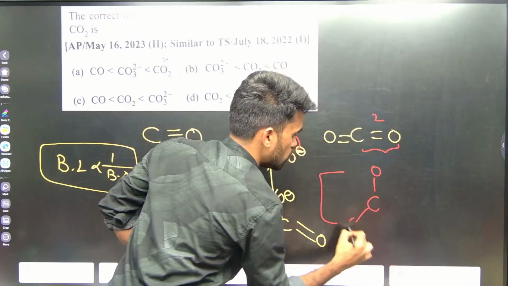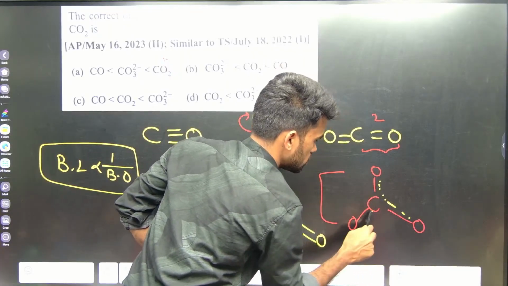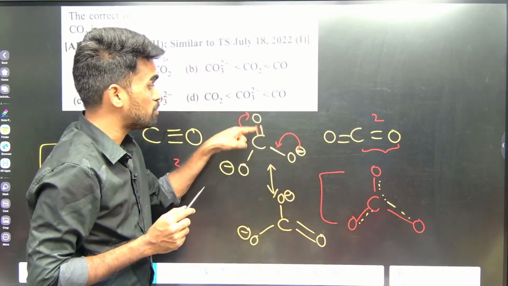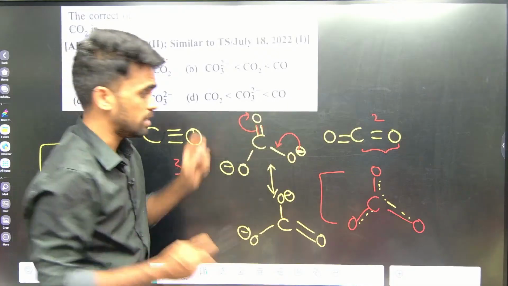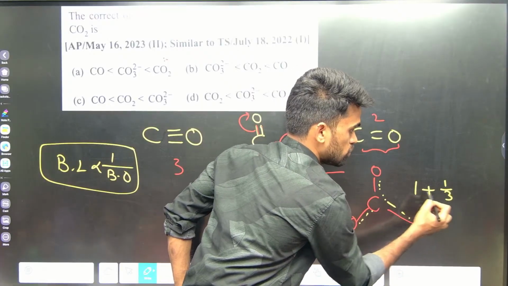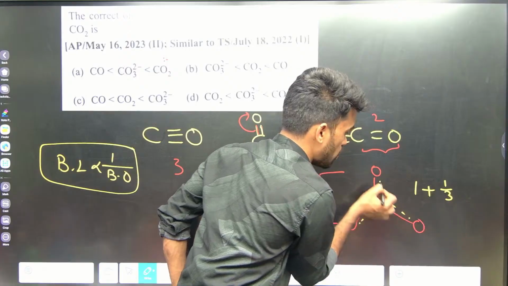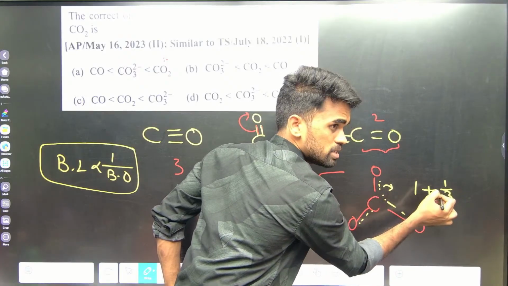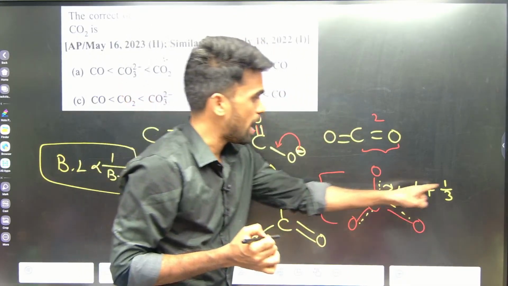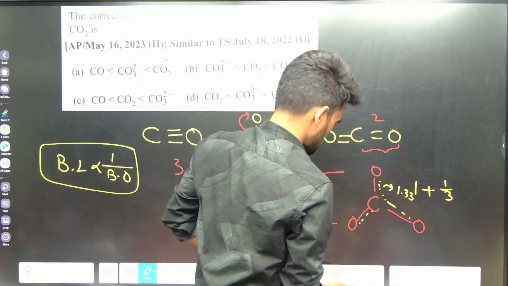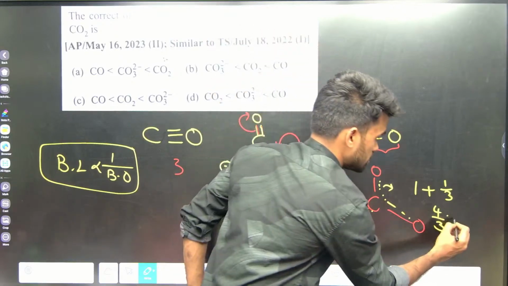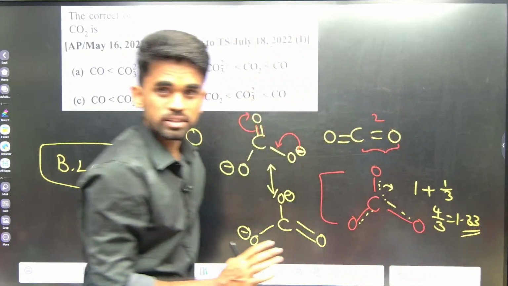C, O, O, O, like this, one place some number. See, one pi bond is shared by how many atoms? 3. So one sigma bond completely and one pi bond is shared by 3. So 1 plus 1 by 3, I can say. So what is the bond order here? 1 by 3 means 0.33. If you add this, how much will you get? 4 by 3. Simplify it: 1.33.